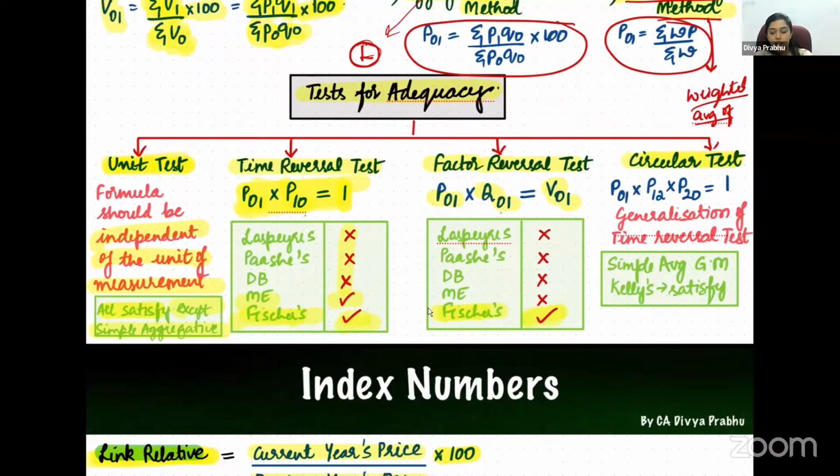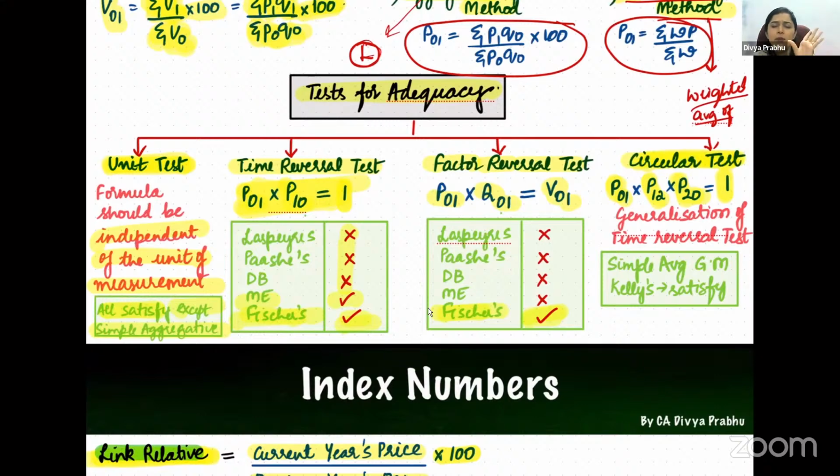Last we have the circular test. The circular test says that when you start from one particular year, you could end up coming to the same year. For example, you start from P01, you go to P12, P20. You start from 0, you come back to 0. You should get the same answer. Basically, P01 into P12 into P20 should be equal to 1. In time reversal, just two periods were involved, which are base year and current year. In the circular test, you have a third year, which is 2. Got it? 0, 1 and 2. It should come back to the starting point again. This is the circular test.